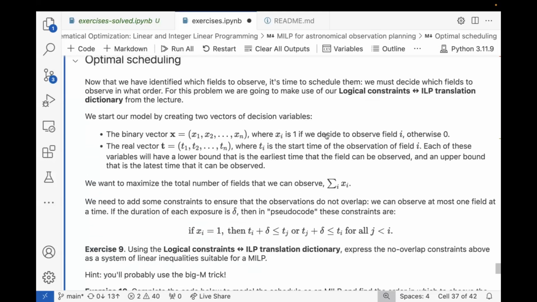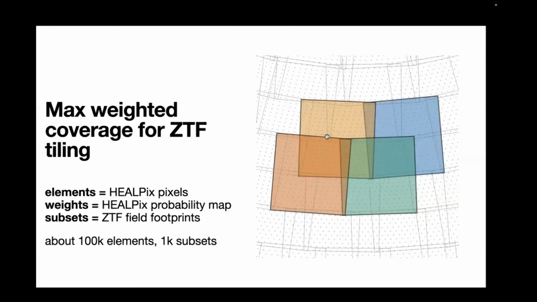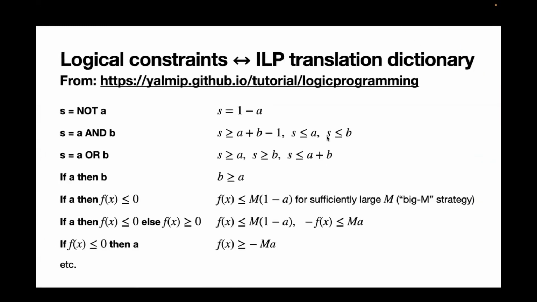So the real power of integer linear programming is that you can represent pretty much any logical statement as a series of linear inequalities. So for example, if you have a binary decision variable A, and you want a variable that is not A, it's just 1 minus A. If you want to say that if A is true, then B must also be true, that is, B is greater than or equal to A.